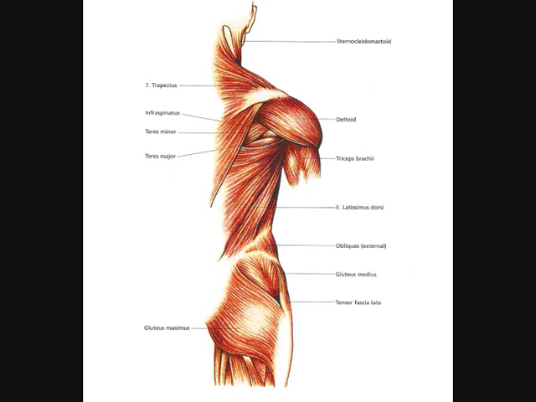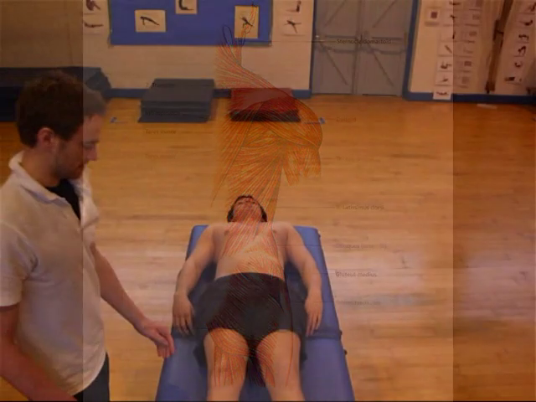Latissimus dorsi originates from T7 to T12 and via the lumbar fascia to L1 to L5 and the iliac crest. It inserts onto the bicipital groove of the humerus. It adducts, draws back, and inwardly rotates the arm.